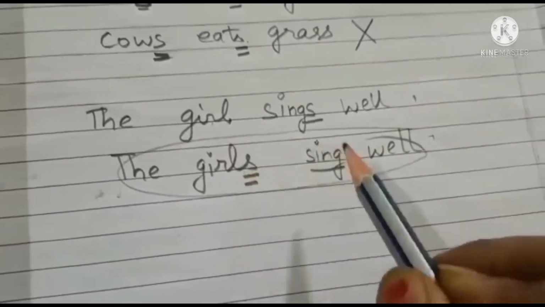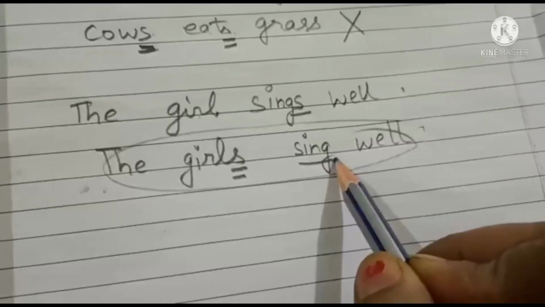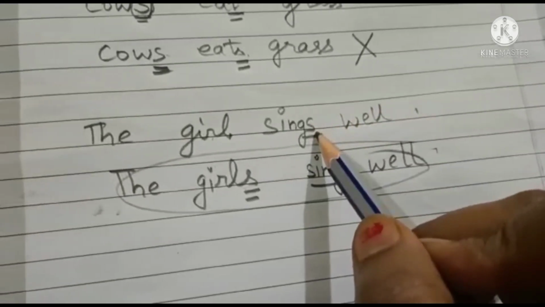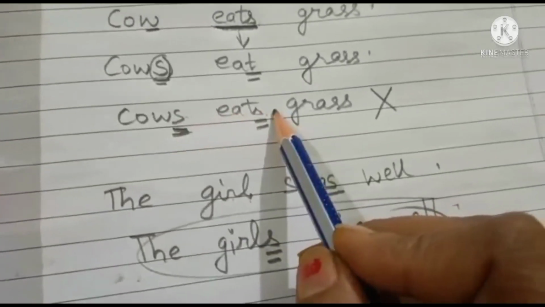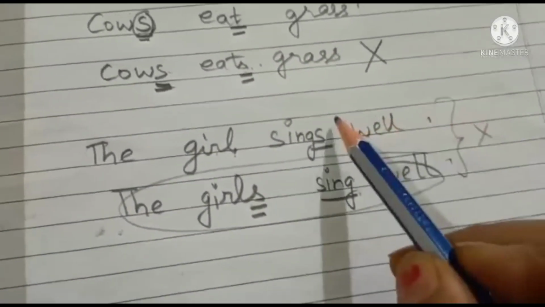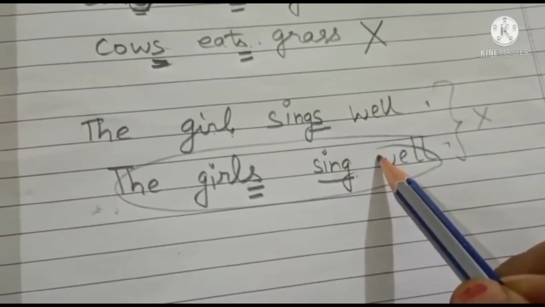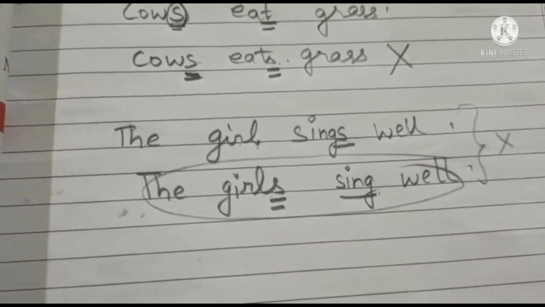If the noun has S, the verb will not have S. Keep in mind. And if the verb has S, the noun will not have S. And both will never have S. Okay, so this is one important rule you have to understand. Based on this concept, children, we have to solve the exercise that is given in question number C. Okay, look here, children.